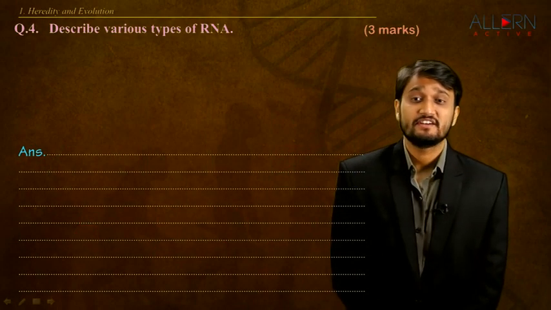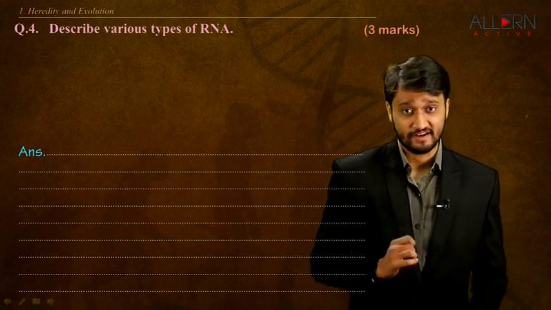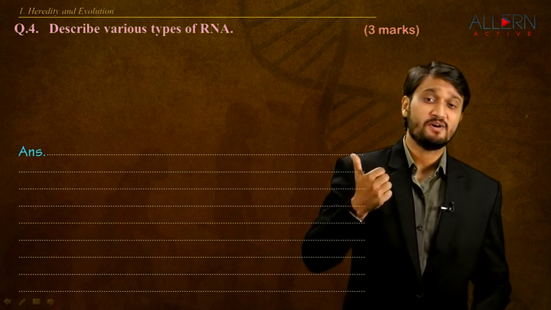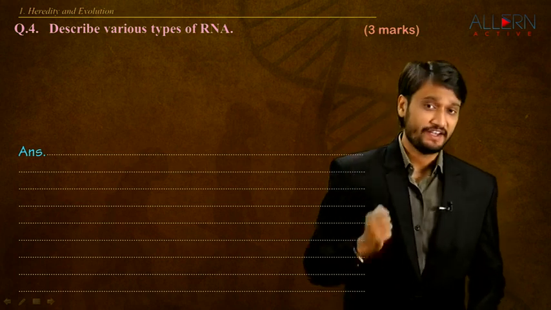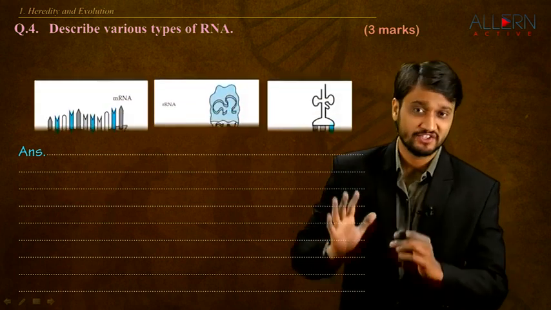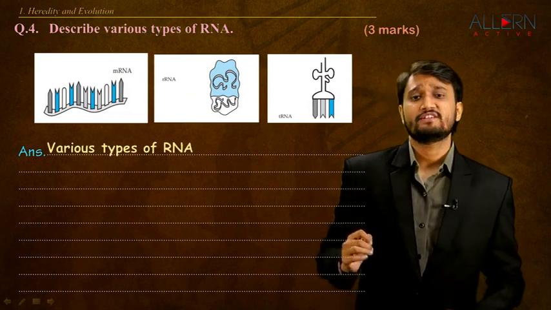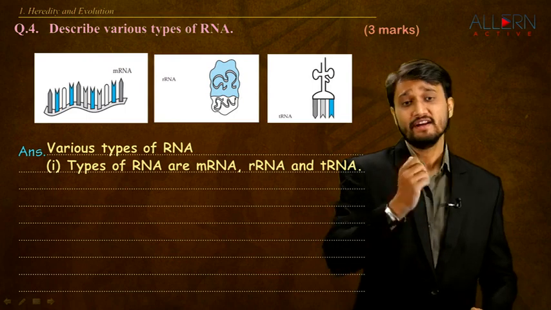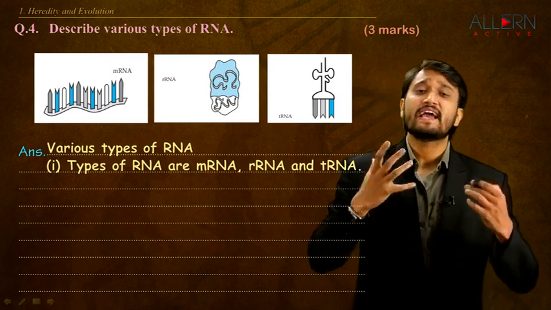Next question is describe various types of RNA. Now we already know there are three main types of RNAs, mRNA, rRNA and tRNA. So in the first point we mentioned them, right? So the types of RNA are mRNA, rRNA and tRNA. Now what exactly is this RNA?